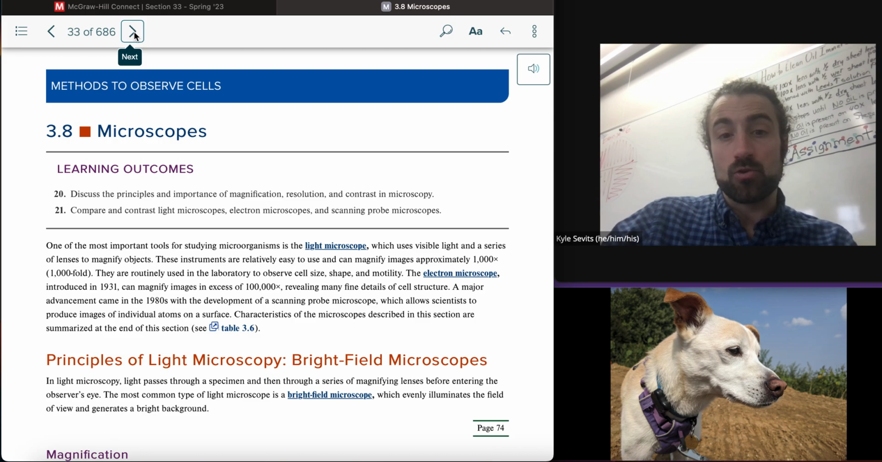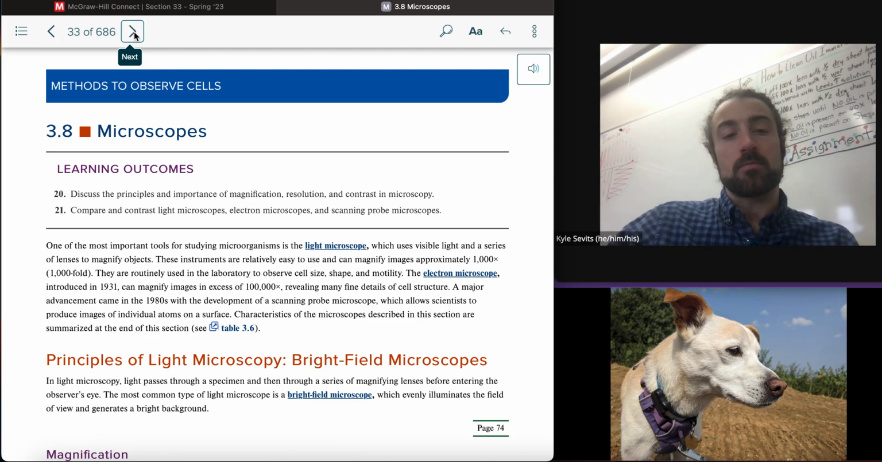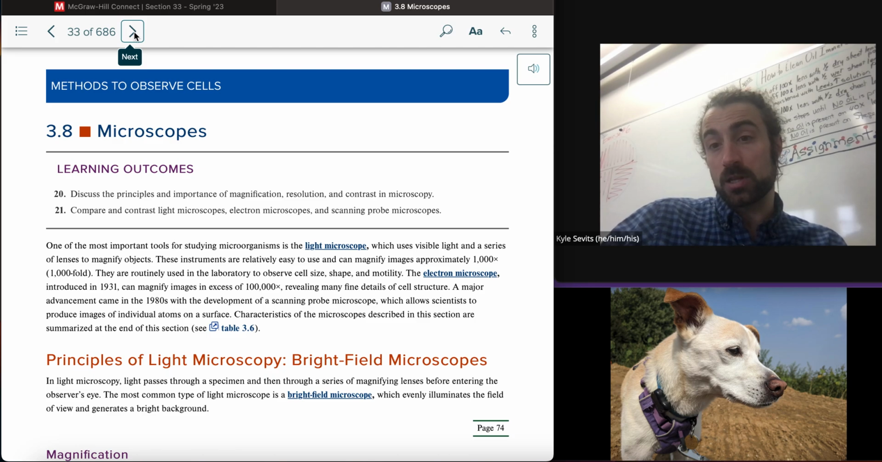Then we get into microscopes: light microscopes, electron microscopes, scanning probe microscopes. What's the terminology we use when we talk about the ability to blow something up and see it versus being able to see the difference between things? We will use light microscopes in this lab, no electron or scanning probe, but we will use them at a higher magnification and resolution than you've used before, with the oil immersion lens.